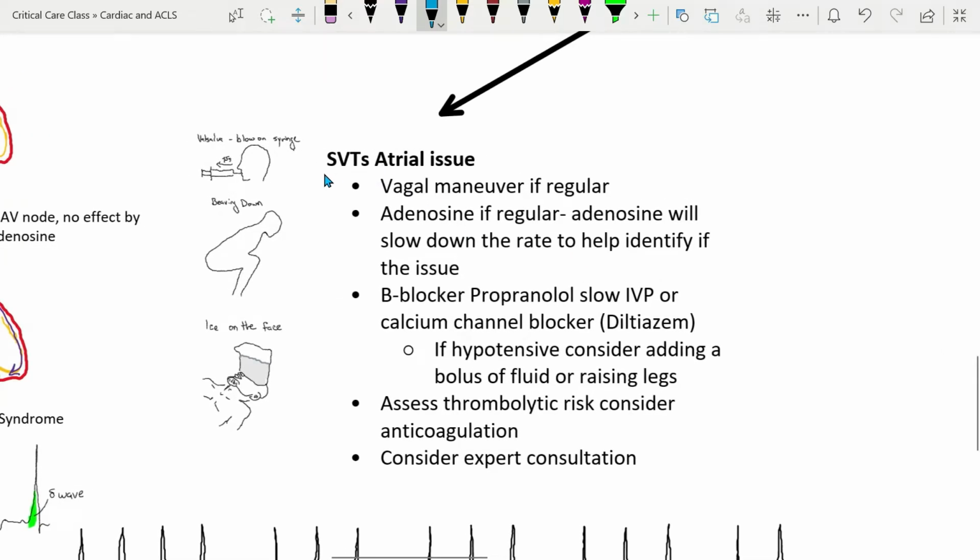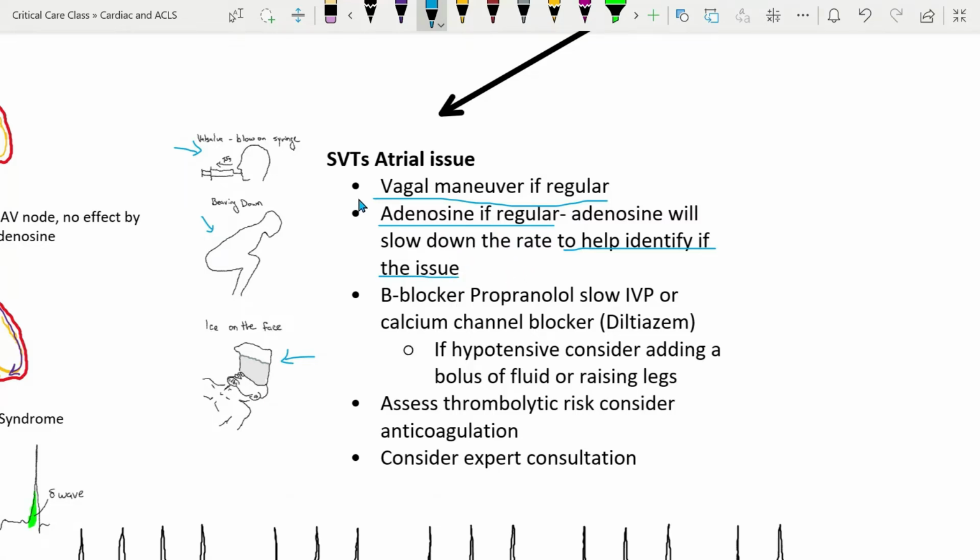Treatment of narrow QRS tachycardia is with vagal maneuvers, such as blowing very hard on a syringe trying to move the plunger, or blowing through a thin straw. Bearing down like having a bowel movement, or application of a cold pack to the face. Adenosine can be given if the rhythm is regular. Some providers may use adenosine to identify the cause of supraventricular tachycardia.